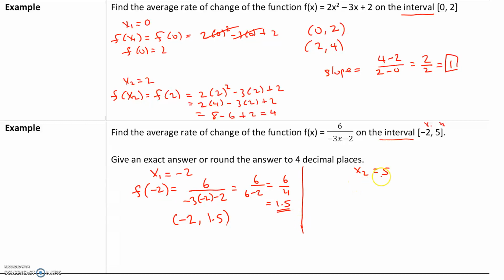Now let's take a look at the input of 5. So f of 5 will equal 6 over -3 times 5 minus 2. This is going to be 6 over -15 minus 2. That's -17. Once again, there's no need to deal with fractions anymore. Let's deal with decimals. If we take 6 divided by -17, and remember to use 4 decimals, it's going to be -0.3529.